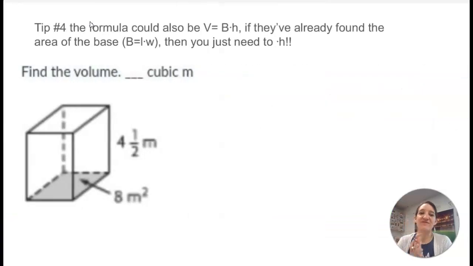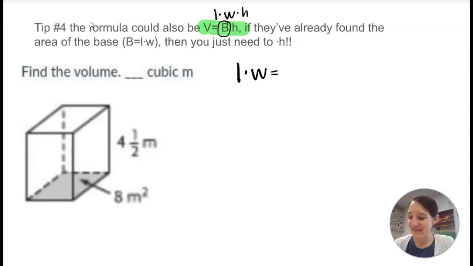All right, here's your final tip for the day. Sometimes the formula you might see written a little differently. You might see the formula written like this, and you're like, hold on, I thought it was length times width times height. What's up with this B right here? Well, when you do length times width, what is that the recipe for? Isn't that the recipe for a rectangle? Yeah, we call it base times height, right? But it's just your length times your width.